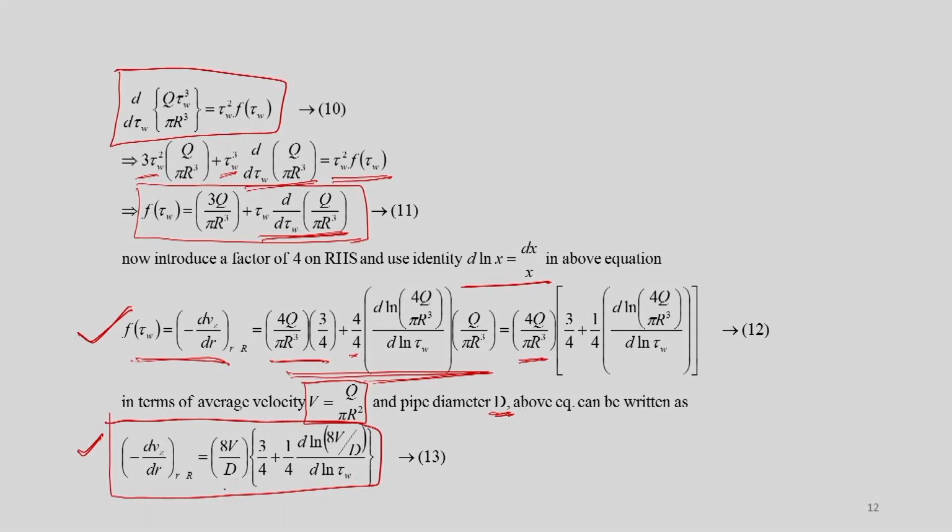However, we already know that 8 V by D is the true shear rate for a Newtonian fluid flowing through a capillary under laminar and fully developed flow conditions. So, 8 V by D is the shear rate for a Newtonian fluid flowing through a capillary under fully developed laminar flow conditions. So, whatever additional term is there here, that indicates the correction factor due to the non-Newtonian behavior of the fluid.